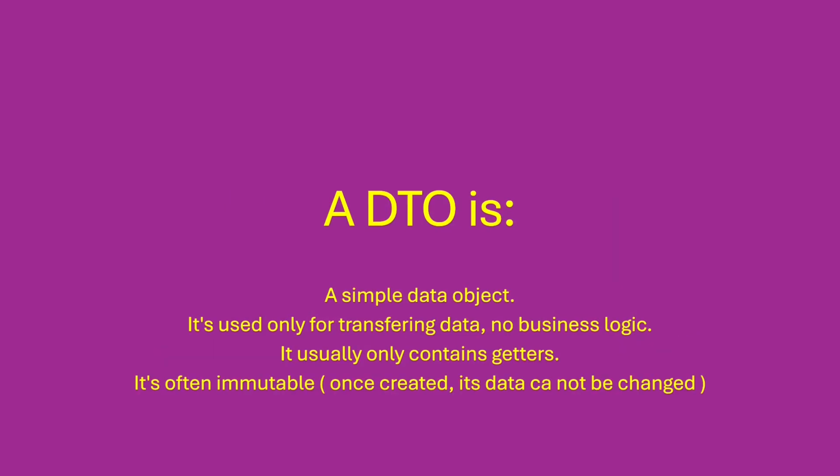So what is a DTO? It's a simple data object. It has no business logic, and its only purpose is to move data around, and it may contain getters, and it's often immutable. Once created, its data cannot be changed.